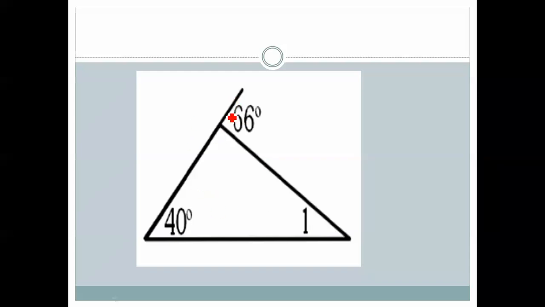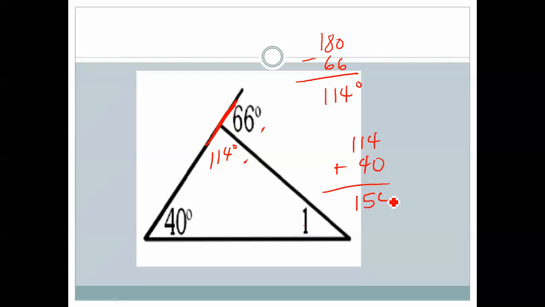We know that the angles of a triangle add up to 180 degrees. We also know that this forms a line, these two angles here. So they add up to 180 degrees. So 180 minus 66, which would be 114, is the measure of this angle because these two add up to 180 degrees. Then we know that these three add up to 180 degrees. So if we add up the two that we know, 114 plus 40 gives us 154, and we subtract that from 180, we get angle 1 equal to 66 degrees.